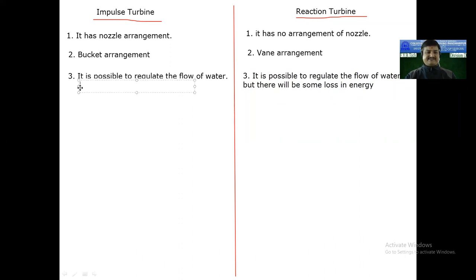We'll add one simple sentence: without loss of energy. And in case of the reaction turbine, there may be some loss of the energy during regulation of the flow. Now we are coming towards point number 4, and that point number 4 is, this impulse turbine has more efficiency. And reaction turbines are having less efficiency as compared to Pelton wheel.